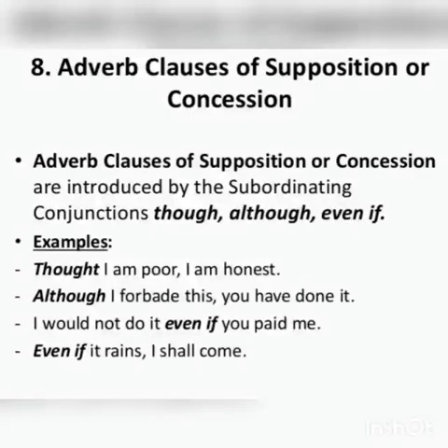Let us see an example for this. Though I am poor, I am honest. Here the main clause is I am honest. The subordinate clause is though I am poor. It is an adverb clause of concession, modifies the verb am in the main clause. Adverb clause of concession is mostly introduced by subordinating conjunctions although, though, even if, even though, etc.